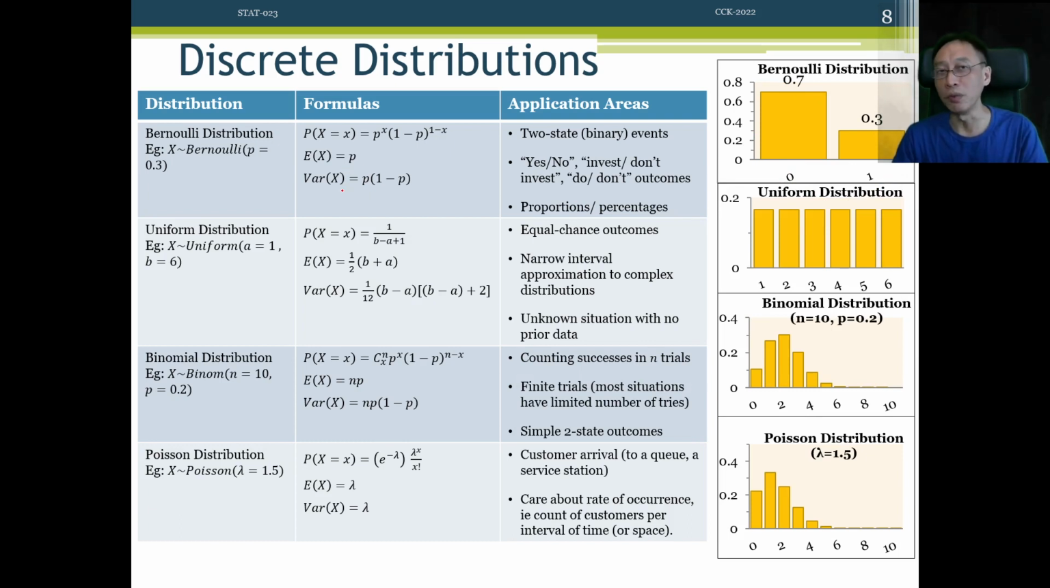For variance, we have to derive it using the standard definition. That is the expected value of x squared times the distribution, right, minus the square of the expected value, which is p squared. So that's for Bernoulli distribution.